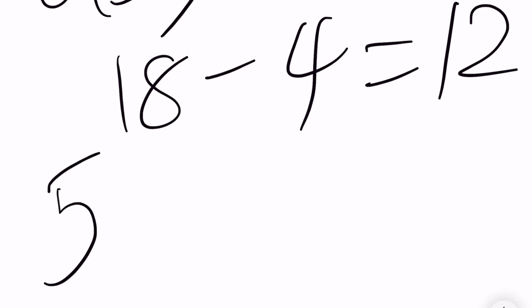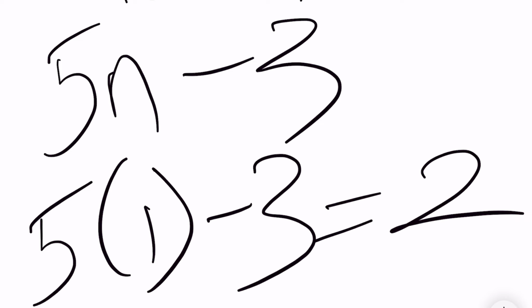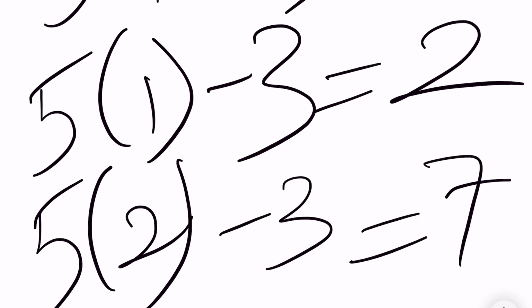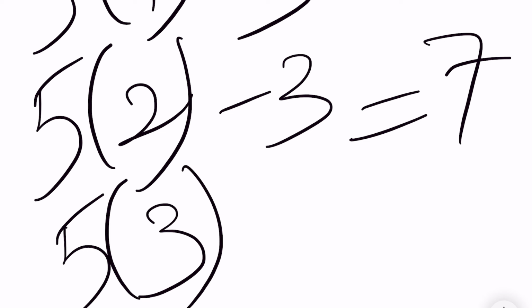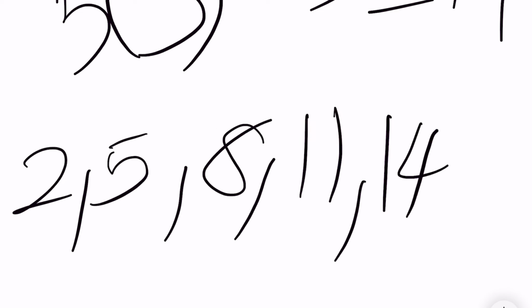Now let us try 5n minus 3. We have 5 into 1 minus 3. This is 5 minus 3. This is 2. Let's try for 2. This is 7. Let's try for 3. This is 15. We have it to be 14. So basically, all these do not work. So now, what will be the nth term of this sequence where we have 2, 5, 8, 11, and 14?